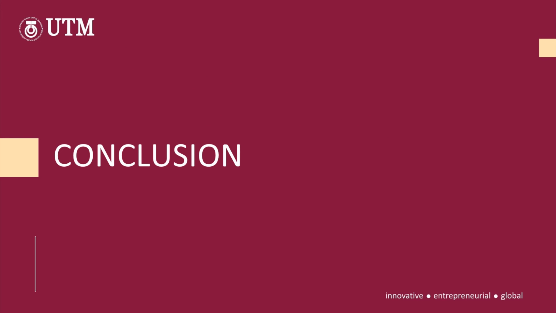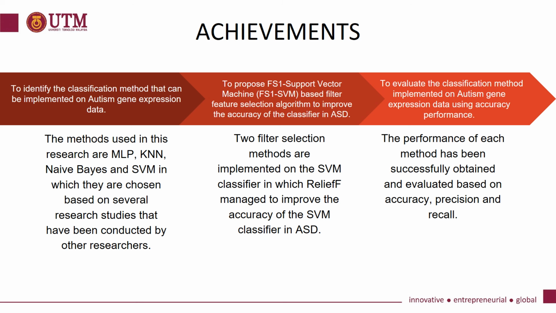In the last section of this presentation, there are three main parts that will be discussed, which are achievement of the project study, limitation of the study, and suggestion for future works. In general, all three objectives of the study have been achieved successfully. For the first objective, the methods used in this research are MLP, KNN, Naive Bayes, and SVM, where they are chosen based on several research studies that have been conducted by other researchers. To answer the second objective, two feature selection methods are implemented on the SVM classifier and compared, where Relief F managed to improve the accuracy of the SVM classifier in ASD. As for the last objective, the performance of each method has been successfully obtained and evaluated based on accuracy, precision, and recall.